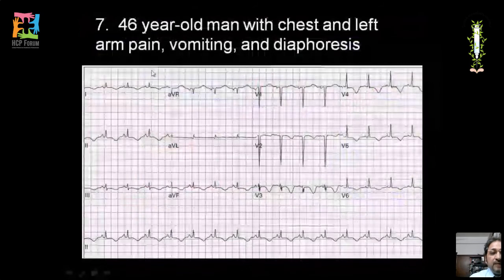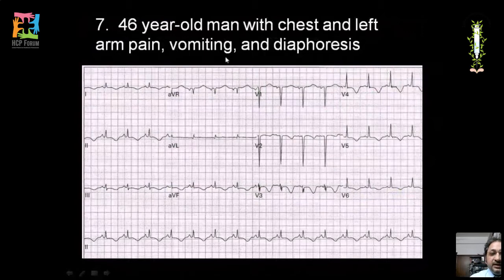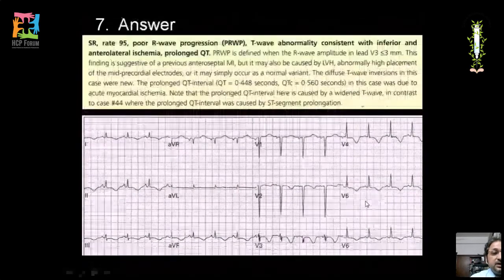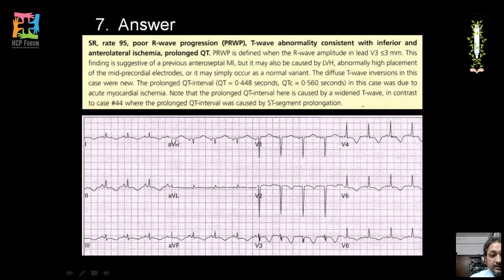Now, coming to the ECGs, a 46-year-old man with chest and left arm pain, vomiting, and diaphoresis. What we find here is T inversions in 1, 2, 3, aVF, and also in V2, V3, V4, V5, V6, all are T inversions. And this is consistent with T-wave abnormality with inferior and anterolateral ischemia. See, this is inferior and lateral and anterior. So it's an inferior with anterolateral ischemia.